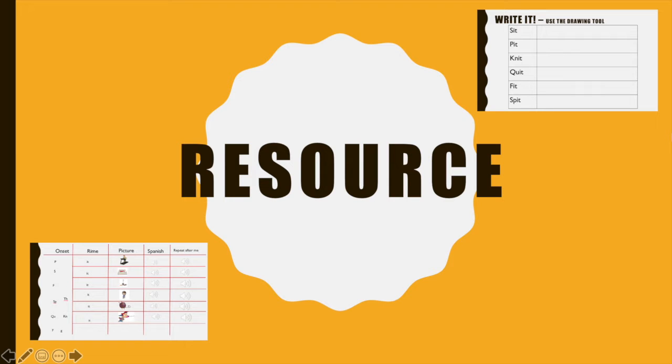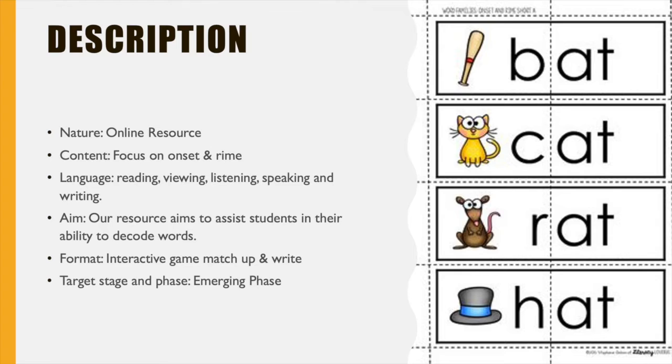Australia is a culturally and linguistically diverse nation. Across Australia, around 25% of primary and secondary school students learn English as an additional language or dialect. We have chosen to create a resource that focuses on onset and rhyme. Our resource is based online and we created it using PowerPoint. The focus was on onset and rhyme as we believe this is fundamental to the English language.